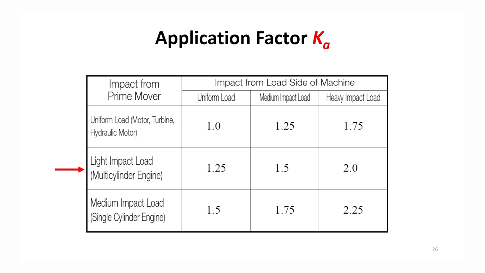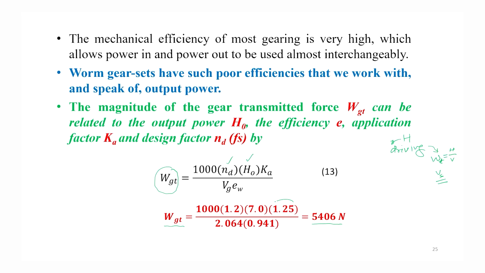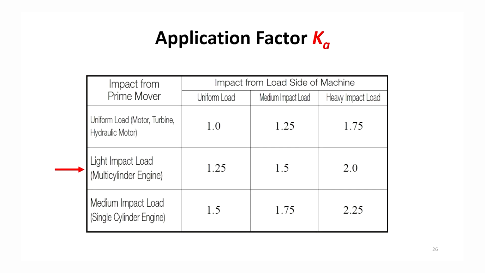Now, the application factor which was used in this formula and it is also given there in the problem, it is very much similar to the Ko which we were using in the case of spur and helical gear. In the problem, it was given application factor as 1.25. It means the impact from the prime mover which is connected to the worm is light impact load, for example, multi-cylinder engine, and the impact from the load side of the machine, that means on the worm gear, is uniform. And so, the application factor of 1.25 was taken.